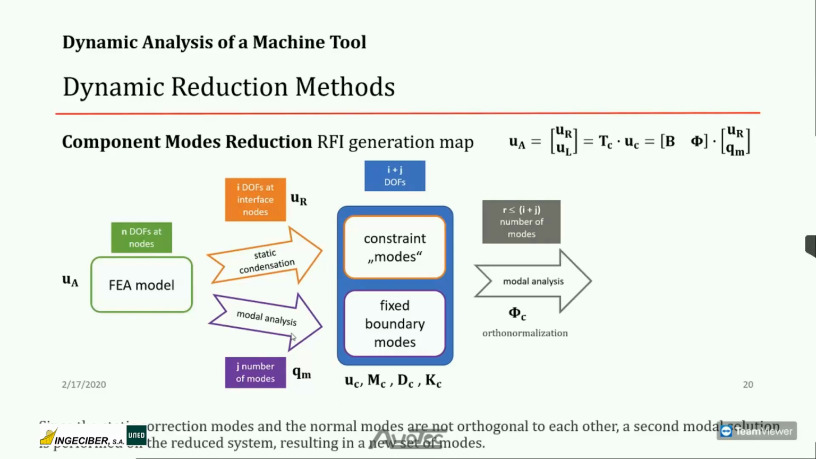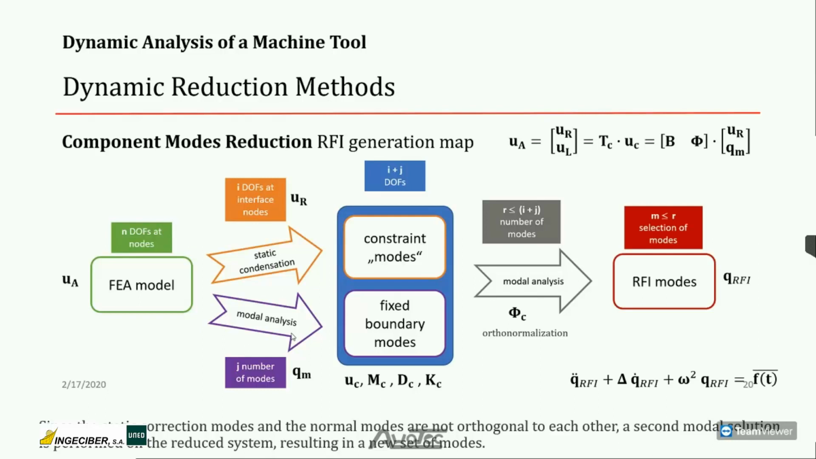So there's one problem still left, which means that the constraint modes and the fixed boundary modes are not orthogonal to each other, and therefore an orthonormalization has to be done, which requires a second modal solution. And at the end, there are just some modes left that describe the dynamic behavior of the reduced structure.